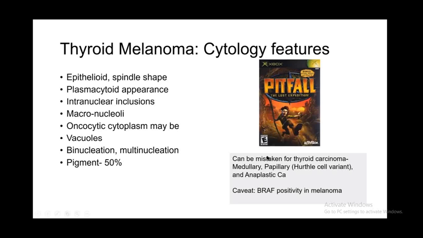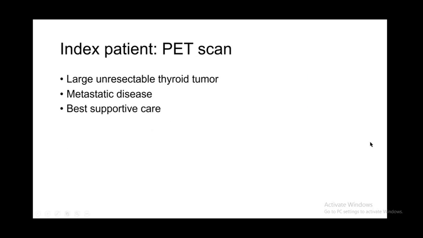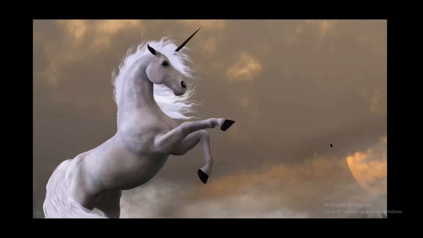Another caveat for melanoma is BRAF positivity, which we see in papillary thyroid carcinoma, can be seen in cutaneous melanomas. So that is one of the caveats. Our patient on PET scan did show, apart from this large unresectable thyroid tumor, metastatic disease in the lung and the liver, and he was given best supportive care. So uncommon, rare tumors, which can mimic primary thyroid malignancies, can be seen.